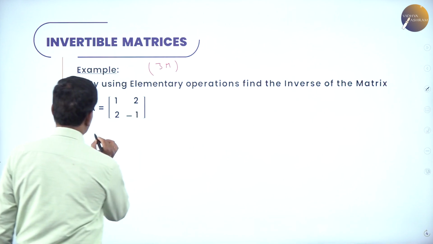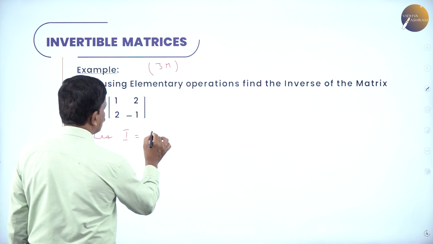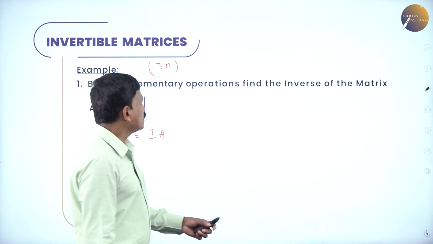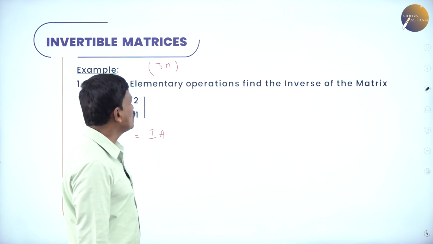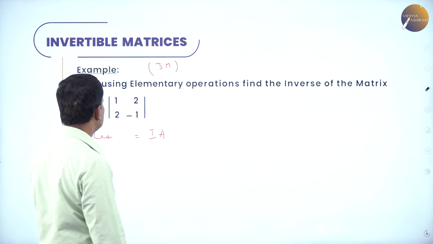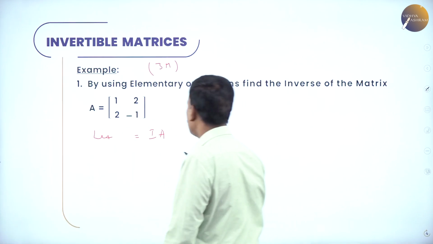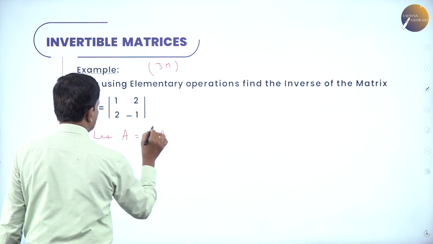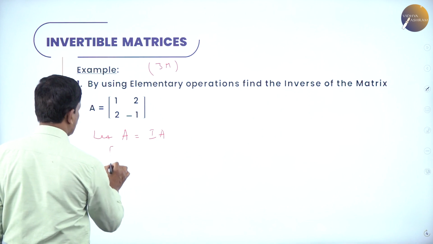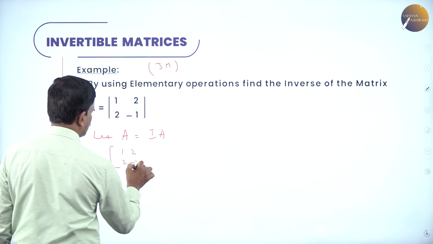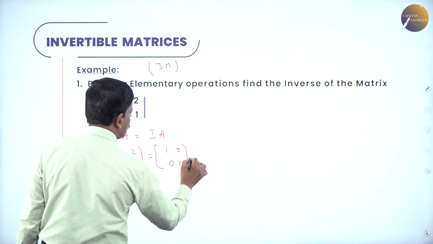Let A is equal to I into A. Take an example: by using elementary operations, find the inverse of the matrix A is equal to 1, 2, 2, minus 1. Now we know this, A is equal to I into A. Now what is A here? This is matrix A: 1, 2, 2, minus 1 is equal to I, 1, 0, 0, 1, into A.